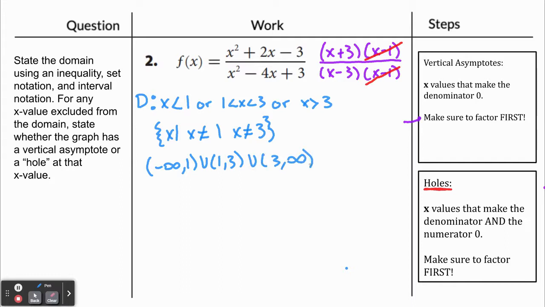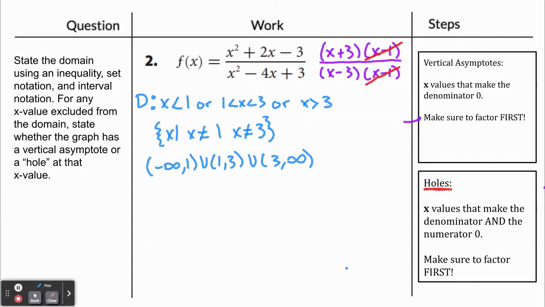So for our domain here, we have our inequality notation at the top, our set notation in the middle, and lastly, our interval notation. With the set notation, it's x can't equal 1 or 3 because of our denominators. For interval notation, there's actually 3 of them here, same with our inequality, because there are 2 possible values of x that it cannot be. So we're excluding those, 1 and 3, and 1 and 3. So there's our domain in the different notations.